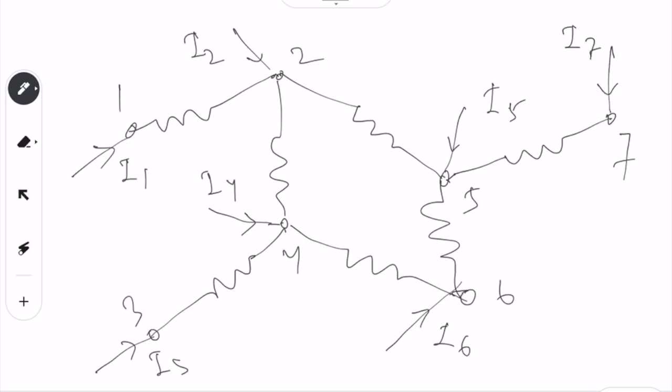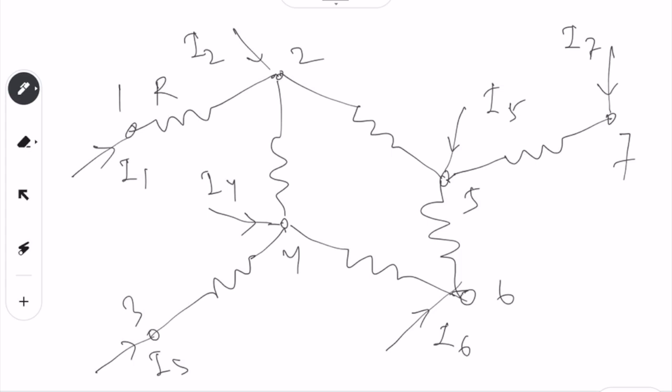So what you see here is the current coming to any node is taken as positive, and hence there are a lot of possibilities. You can supply external current here also or here also. At the ends there will typically be a current coming. So for here, for example, or here or here.